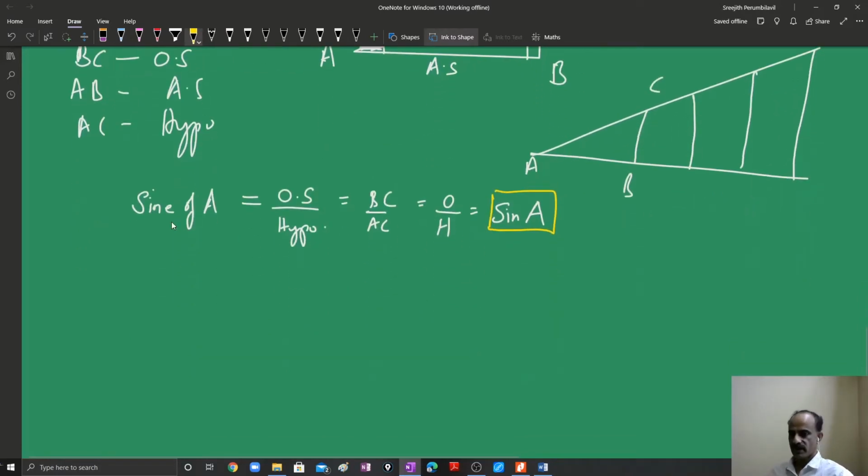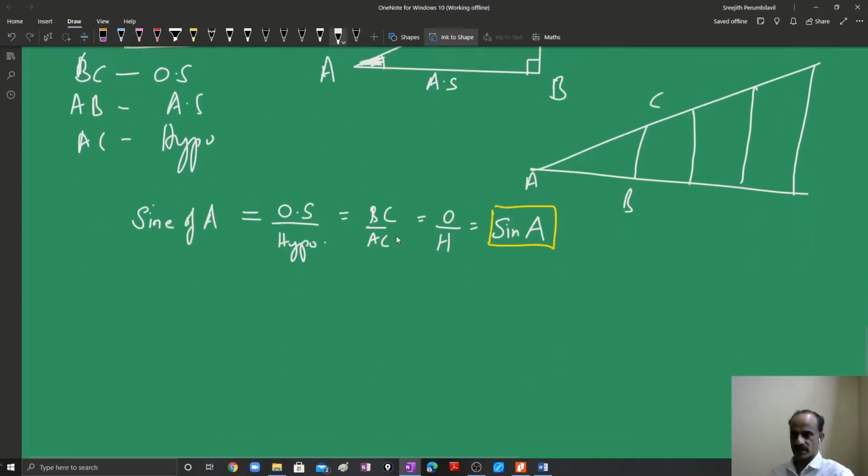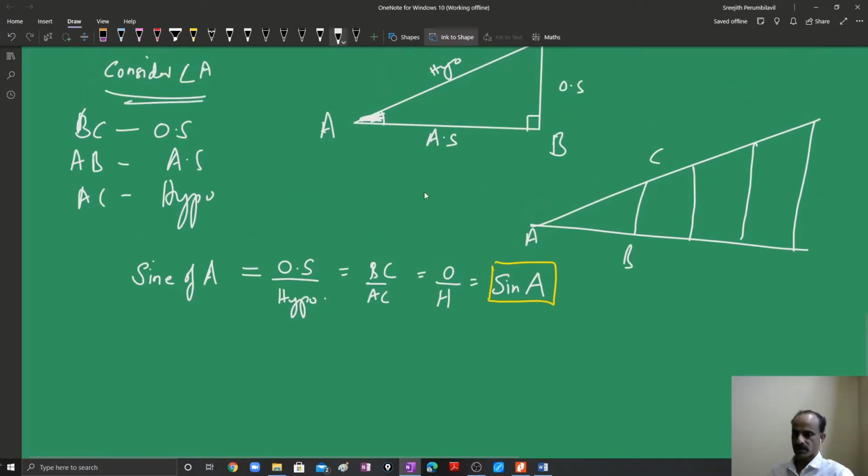This is opposite side by hypotenuse. When you look at these triangles, as far as this angle is concerned, this side by this side, and so on, all those ratios will be equal. That is the concept. I'll leave it. Now we come to the next ratio, that is adjacent side by hypotenuse. Which is that adjacent side? That is AB by AC.